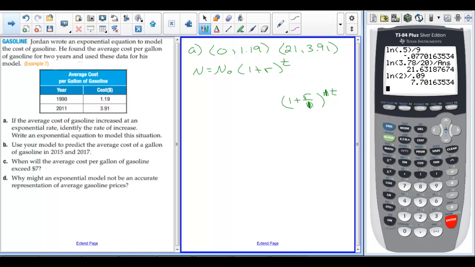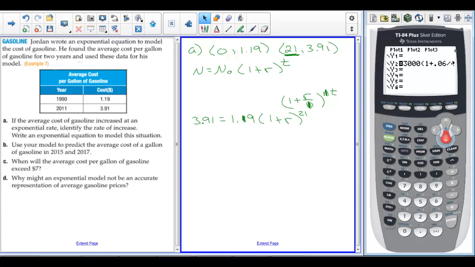Well, we have the price was $3.91. The initial price was $1.19. We have 1 plus r raised to the t, and the t is the 21 years. Now on this one, I'm not really prepared to go over how you would solve this with logs, so we will do on this one the y1 and the y2. 3.91 equals 1.19 times 1 plus x raised to the 21.